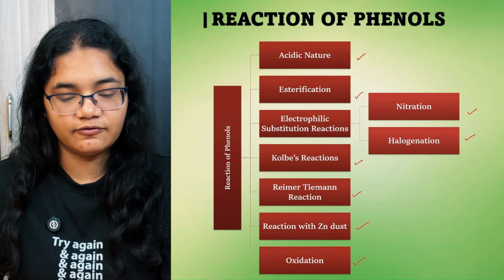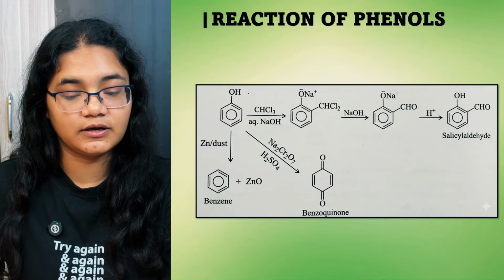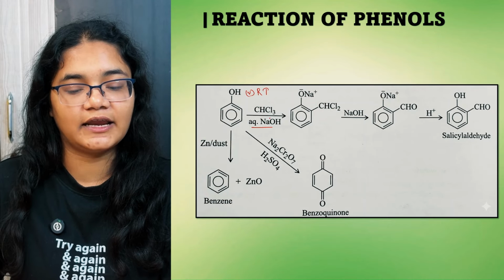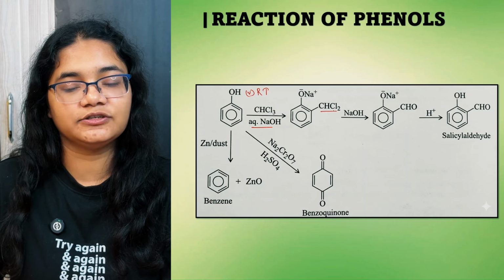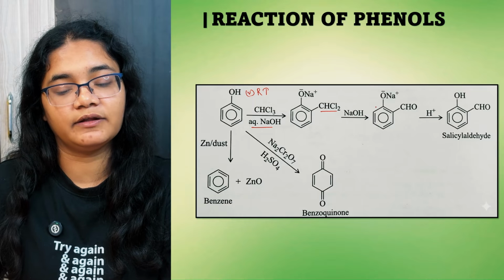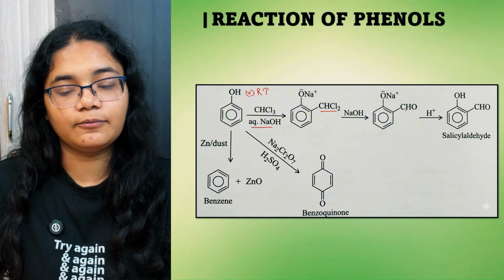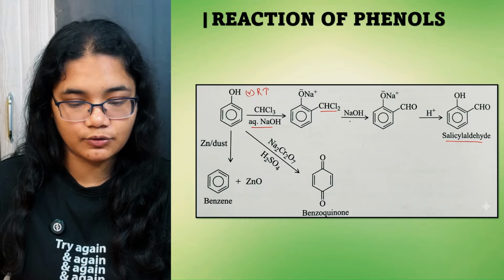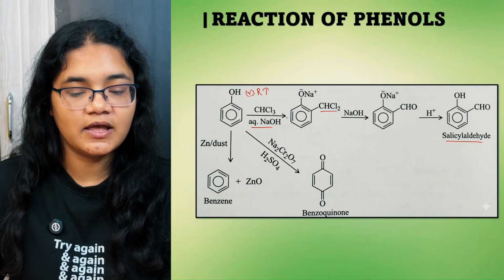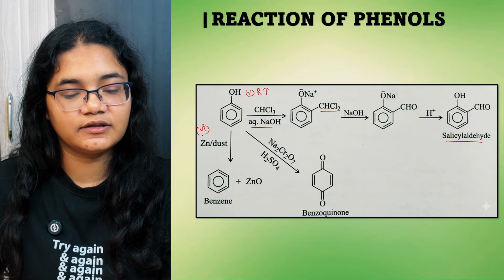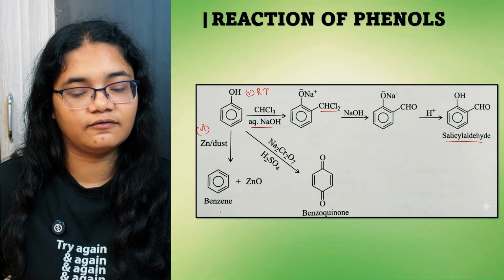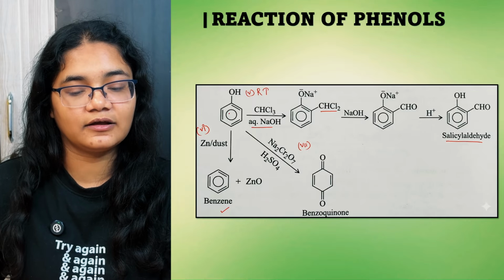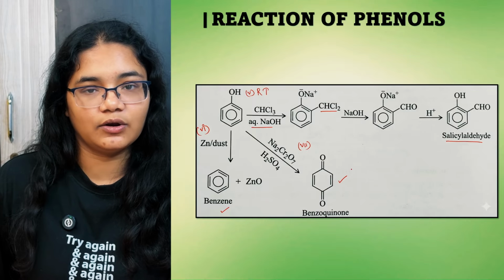Okay, so then fifth one is Reimer-Tiemann reaction. Here you treat it with CHCl3 and aqueous NaOH, and you get an electrophile attached here, CHCl2, and then again you treat it with NaOH, so you get an intermediate product like this, and then on hydrolysis you get salicylaldehyde. So please remember to know all the steps of Reimer-Tiemann reaction. Next, the sixth one is the reaction with zinc dust. Here you will get phenol getting converted to benzene. And then we have the reaction with sodium dichromate that converts the phenol to benzoquinone.